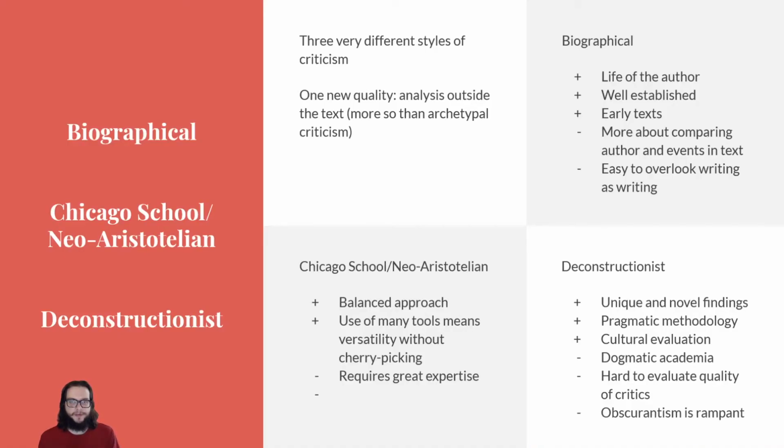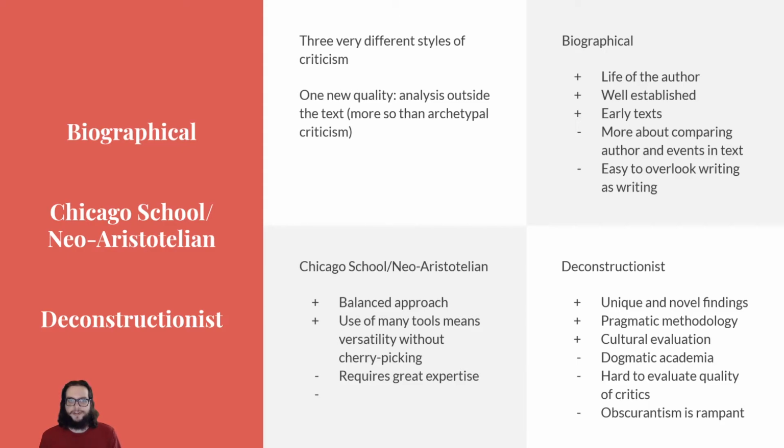So let's sum up with some pros and cons of each. They're very different in terms of how they come together. One new quality that these all share, Chicago School maybe a little less than some of the others, is that they analyze outside the text. This is more so than archetypal criticism, because Jung would say you have to evaluate every symbol for its meaning in this particular context, and Frye would say you're looking at things through a structural method, so you're looking into the text, not bringing a whole lot of your analysis in from the outside other than the framework in which you're analyzing.